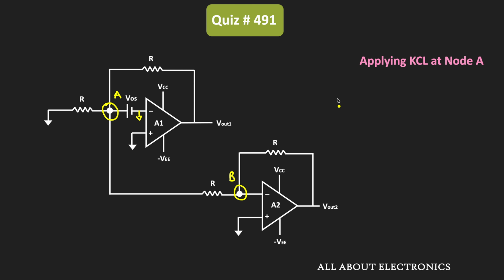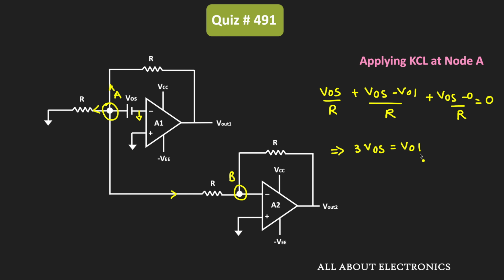So now, let us apply the KCL at this node A. Applying the KCL, we can write VOS divided by R, that is this current, plus (VOS minus Vo1) divided by R, that is this current, plus (VOS minus 0) divided by R, that is this current, should be equal to 0. That means the summation of all the outgoing currents should be equal to 0. From this we can say that 3 times VOS is equal to Vo1. Here we have been given that VOS for this op-amp A1 is equal to 1 millivolt. So from this we can say that this output voltage Vo1 is equal to 3 millivolt. So in this way we found the output voltage Vo1.